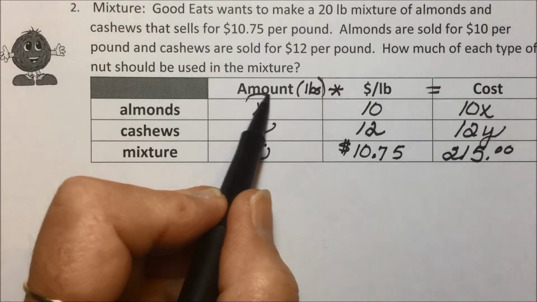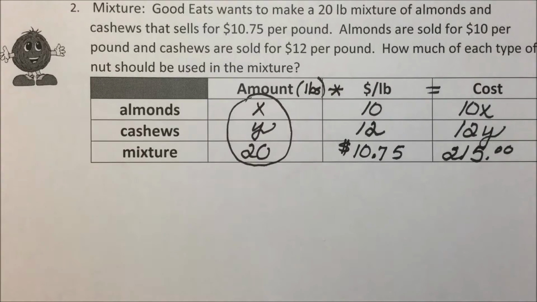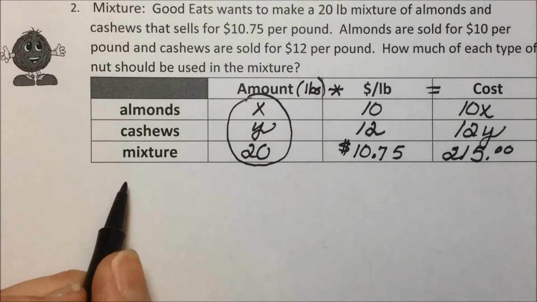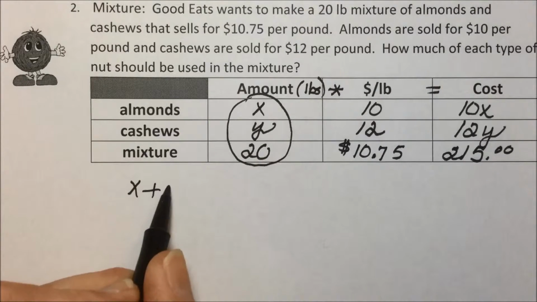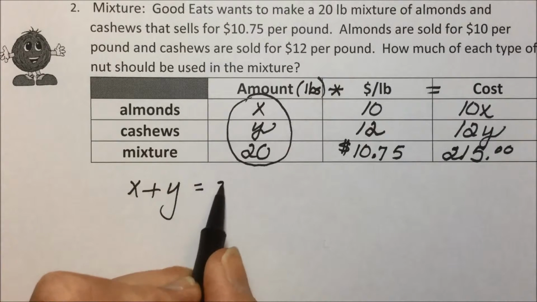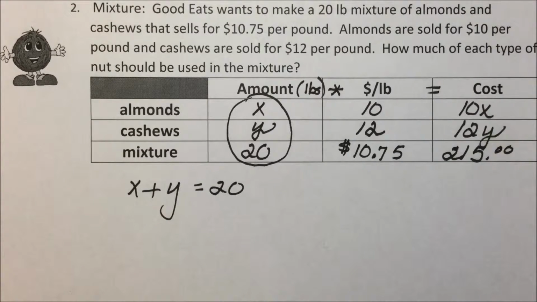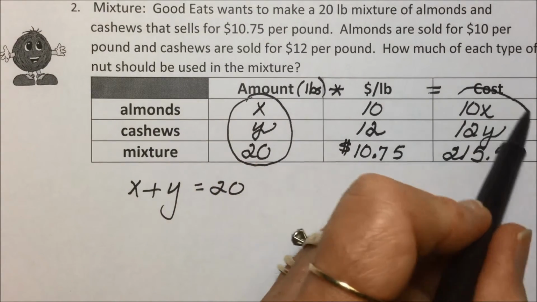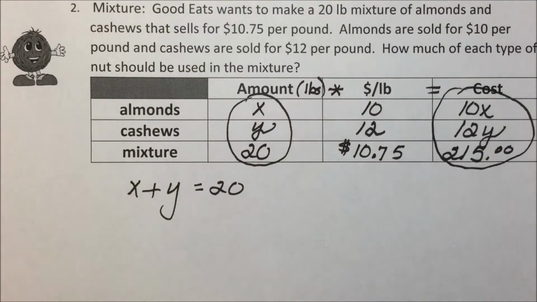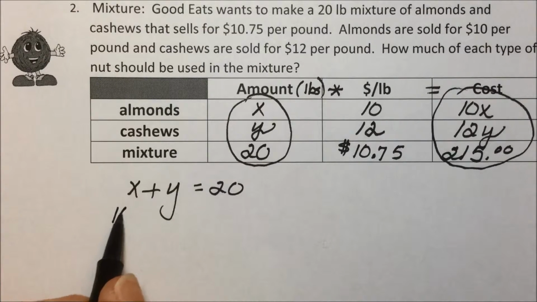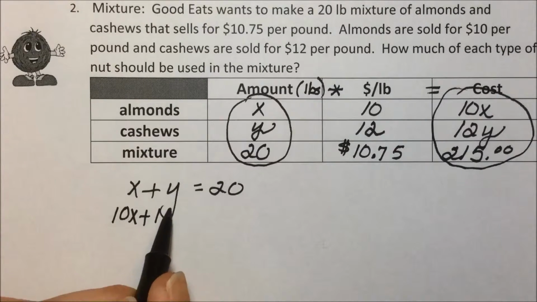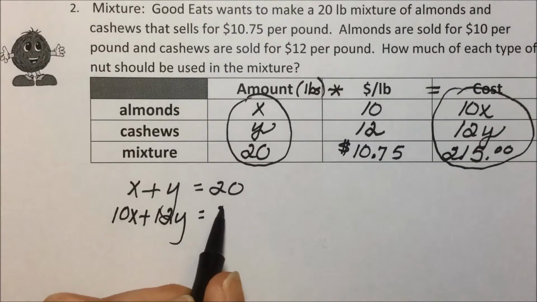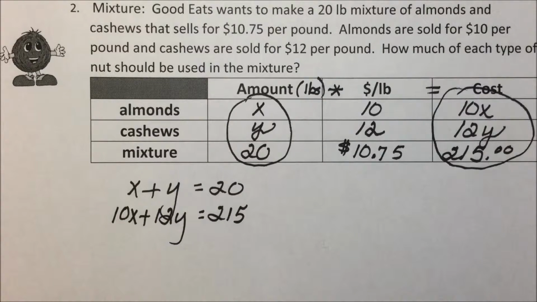From the table, we can generate two equations. Since we have two variables, we need two equations, and here's where the first one is going to come from: x plus y is equal to 20. The other source of our equation is going to be here with the cost: 10x plus 12y is equal to 215. We have two equations, two unknowns.